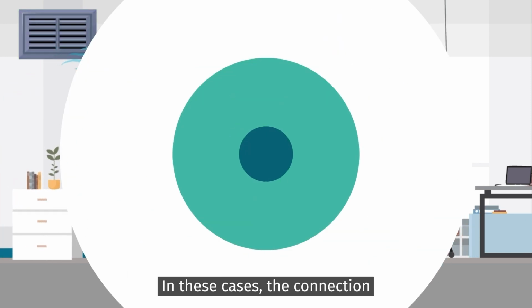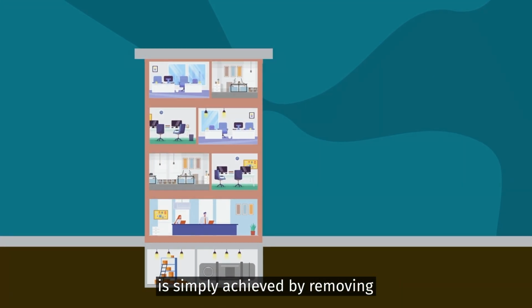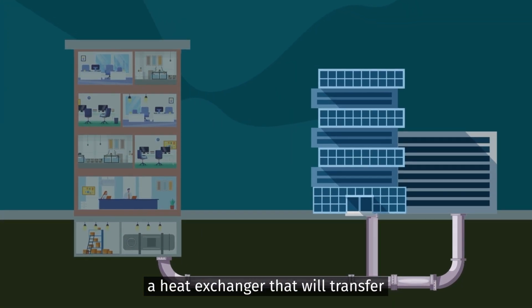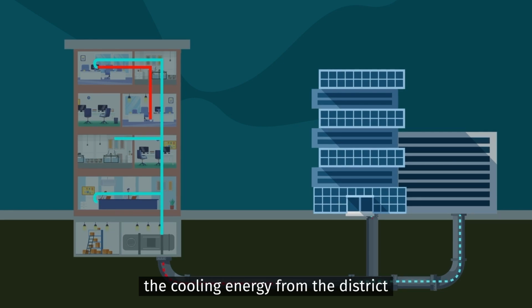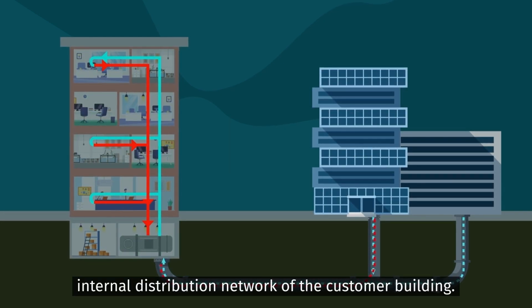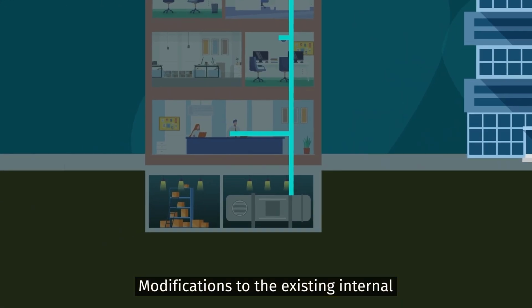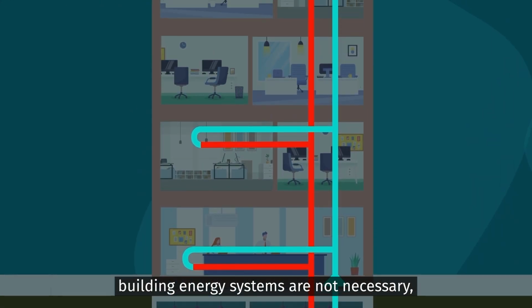In these cases, the connection to an outside district cooling service is simply achieved by removing the chillers, replacing them with a heat exchanger that will transfer the cooling energy from the district chilled water side to the existing internal distribution network of the customer building. Modifications to the existing internal building energy systems are not necessary.